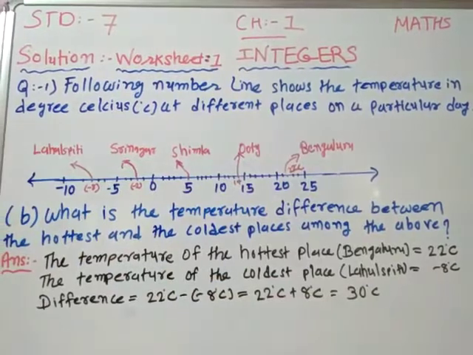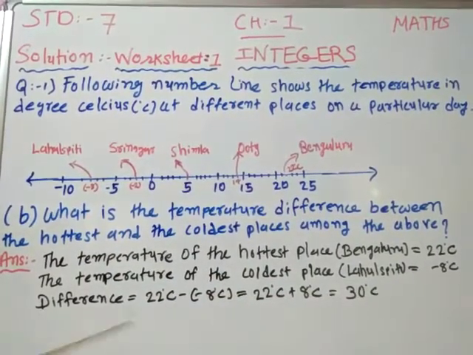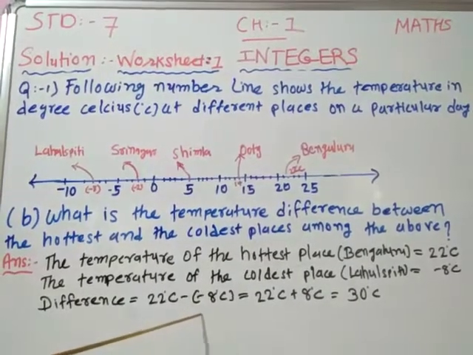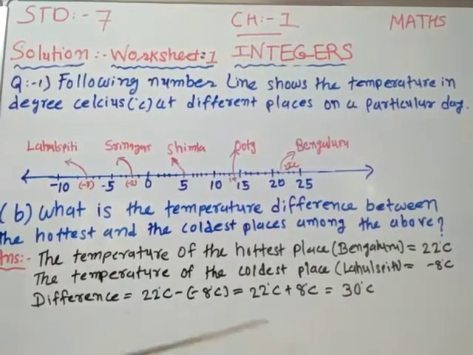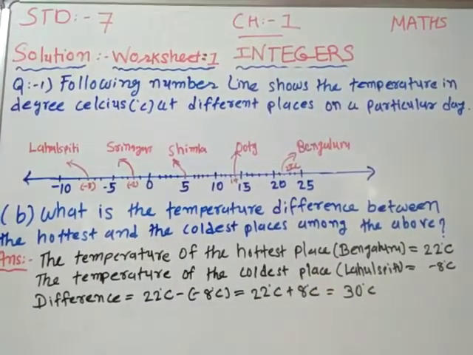Now what you have to do? You have to find the difference of these two. So the difference is equal to 22 degrees Celsius minus -8 degrees Celsius. Minus minus becomes plus. So 22 plus 8 is equal to 30 degrees Celsius.